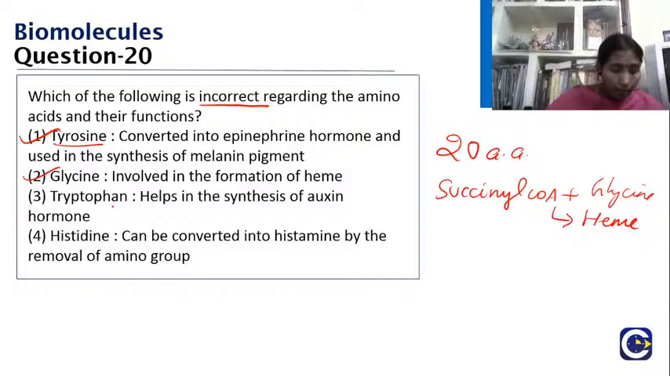What about tryptophan? We know indole acid, right? We have plant growth regulators, and in those we have auxin. In that auxin we have indole acetic acid. This is one of the natural auxins. So tryptophan helps in the synthesis of the auxin that is needed for the growth of root and shoot. Yes. What about histidine?